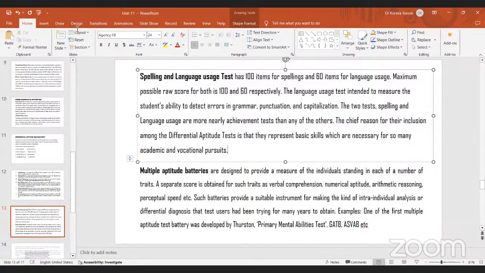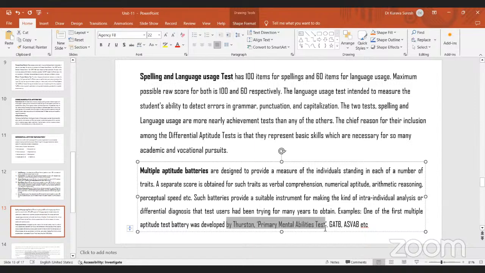One of the first multiple aptitude test batteries was developed by Thurstone, the Primary Mental Abilities test. Thurstone's first multiple battery: the Primary Mental Abilities test.